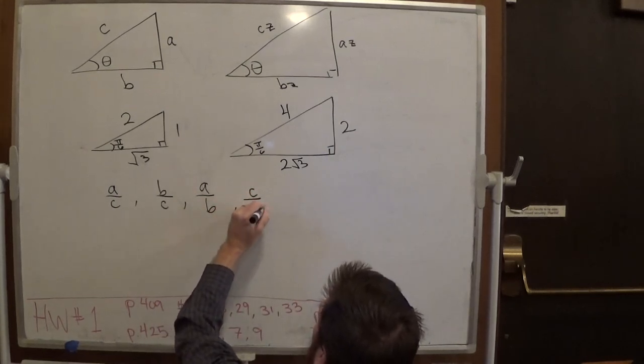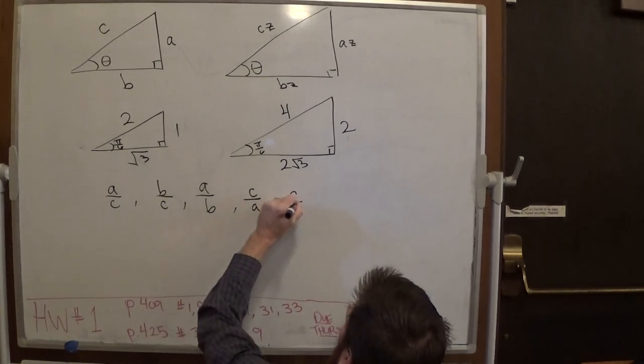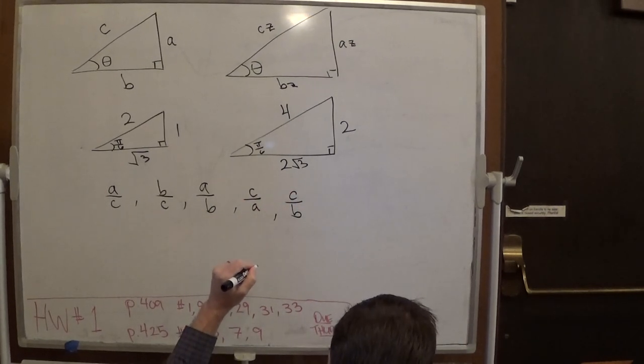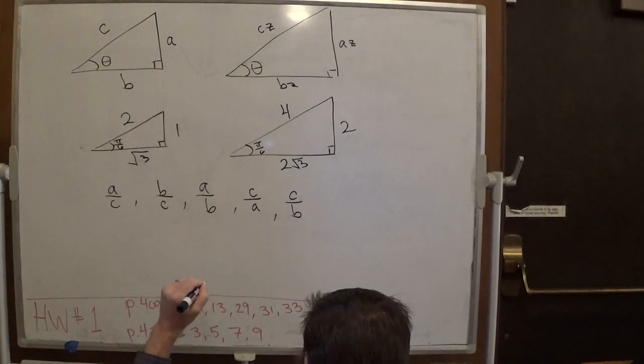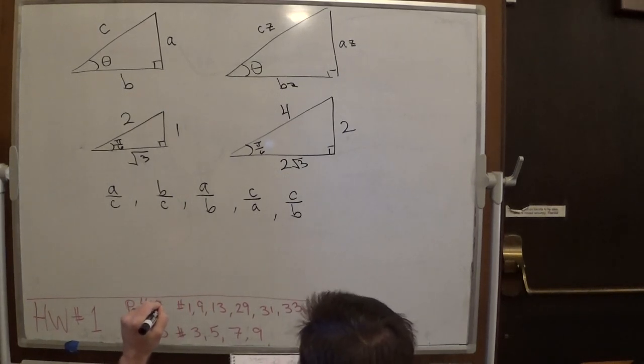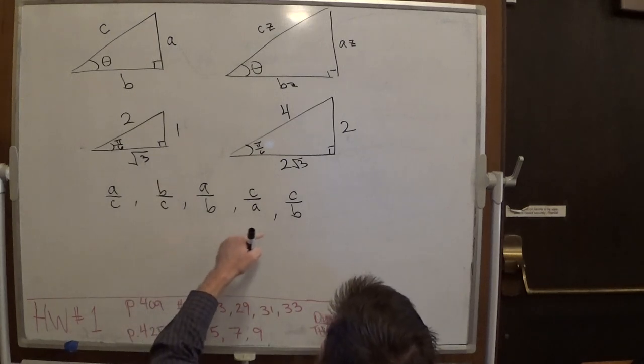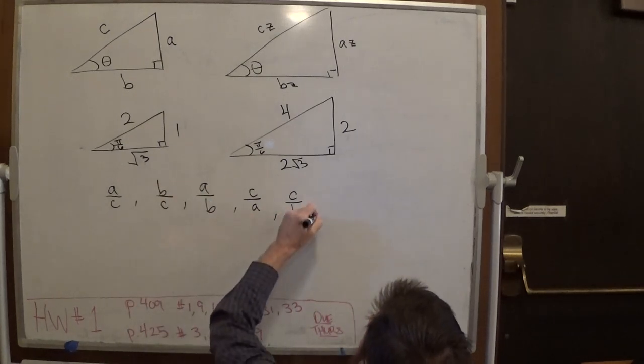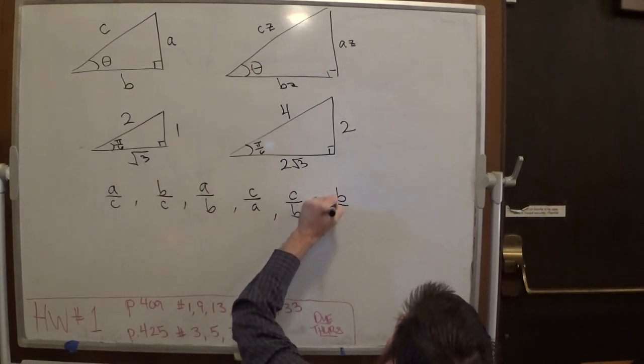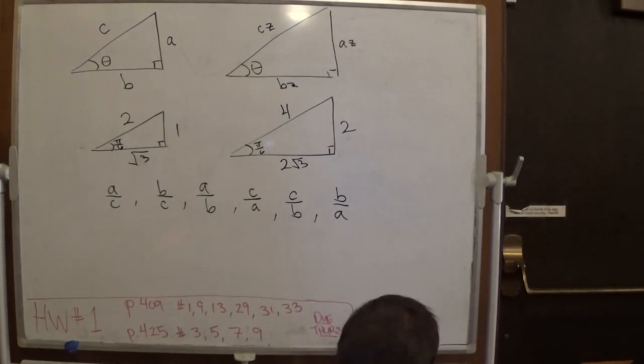I have C over A, I have C over B. Is this the order I did it in? This isn't the order I did it in. No, who cares? C over A, C over B, and then finally B over A. Okay, now watch this.